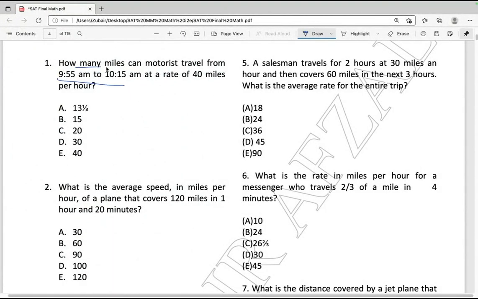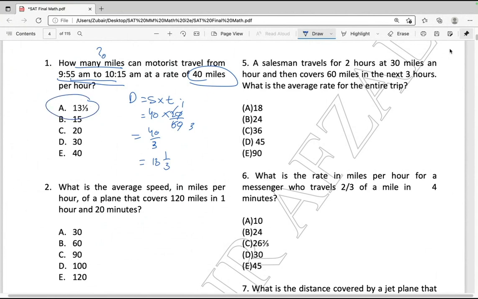So first of all, how many miles? Distance is unknown, time is given, and speed is given. So distance is equal to speed into time. Now distance unknown, speed is 40 already, from 9:55 to 10:15. That is 20 minutes, divided by 60 is hours. So 1 by 3, that is 40 by 3, makes it 13 whole 1 by 3, the first option.